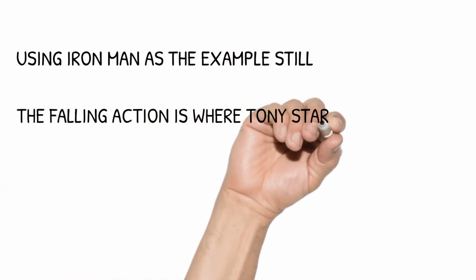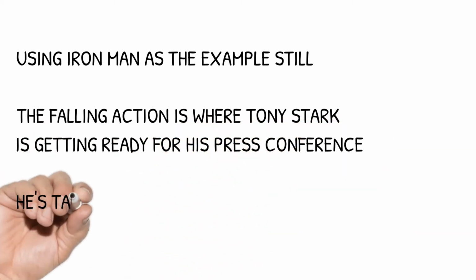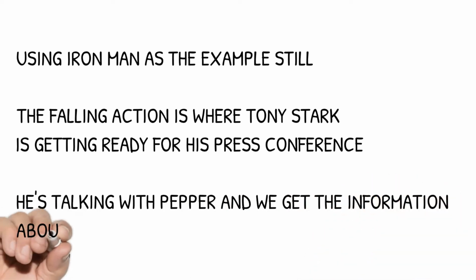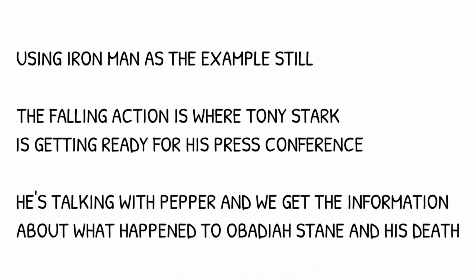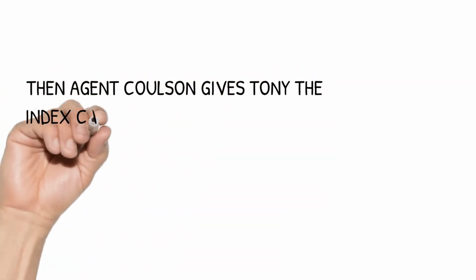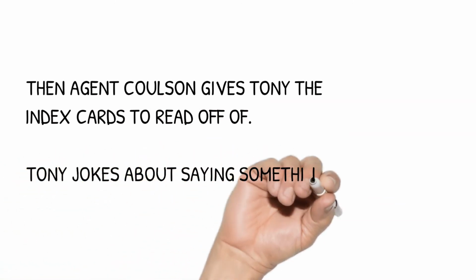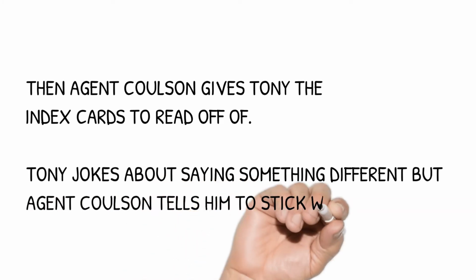The falling action is where Tony Stark is getting ready for his press conference, right? He's talking with Pepper Potts and Agent Coulson, and we get more information about Obadiah Stane and how the cover-up of his death is going. Then, after Agent Coulson gives Tony Stark those index cards with what he's supposed to read off, Tony starts joking about some things he wants to say differently, and then Agent Coulson just gives him this look of, no, just stick with the cards.